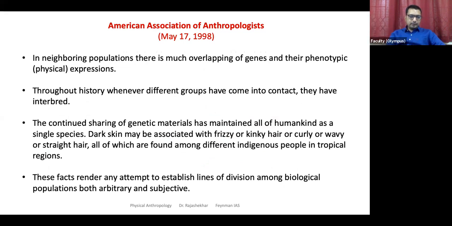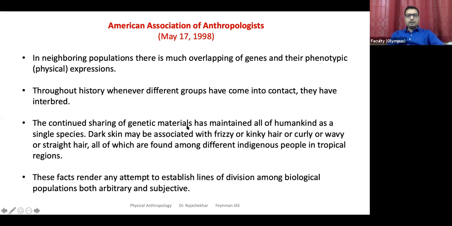Okay, right. I think they went on talking about this. In neighboring populations, there is much more overlapping of genes and their phenotypic expressions, physical expressions, and a lot of similarity between the races that they're talking about. And throughout history, whenever different groups have come in contact, they have interbred. And those differences are also diminishing. Whenever they came in contact with each other, intermixing had happened. Those differences are getting nullified or diluted. So they're not even state fixed.